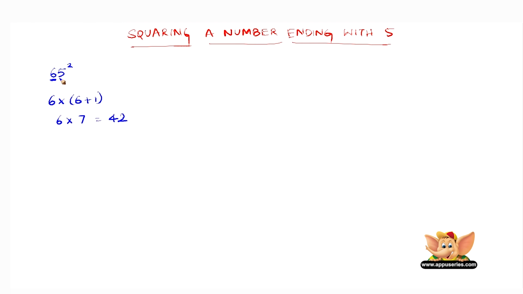Now, 5 square is 25. So simply join 25 to 42 and here is the answer. So 4225 is the answer of 65 square.